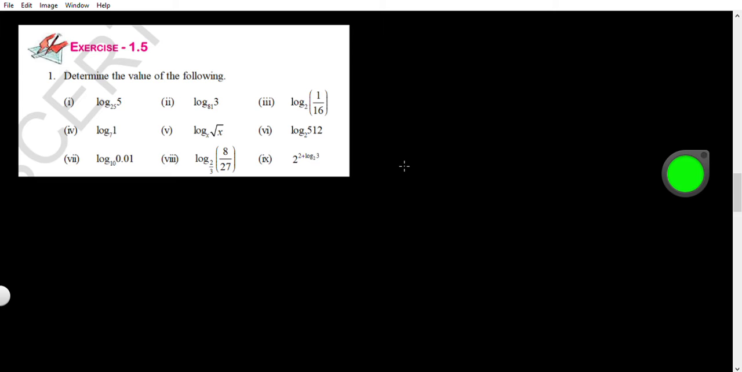Today we are going to discuss exercise number 1.5, in which we discuss the first bit. This is a very important bit. We can expect a 2 marks problem from this one.